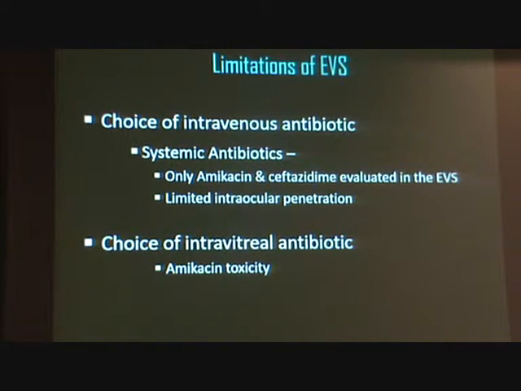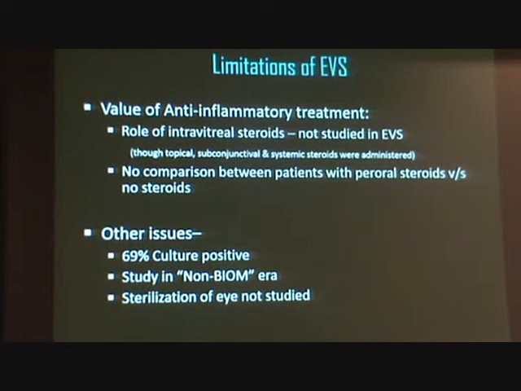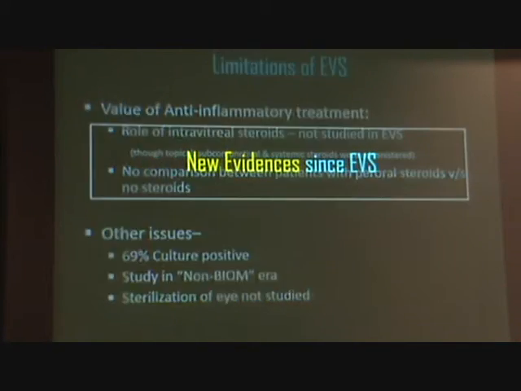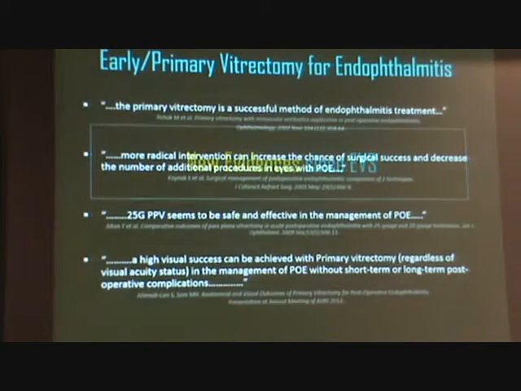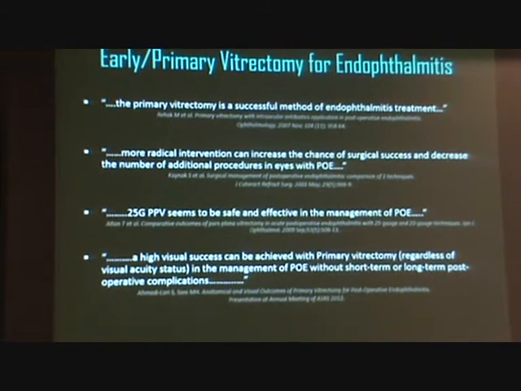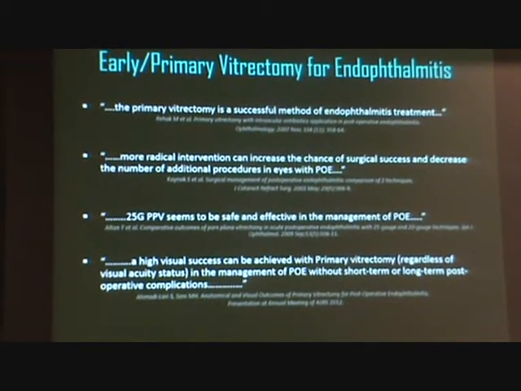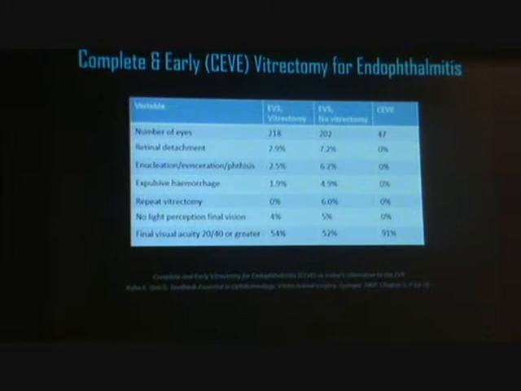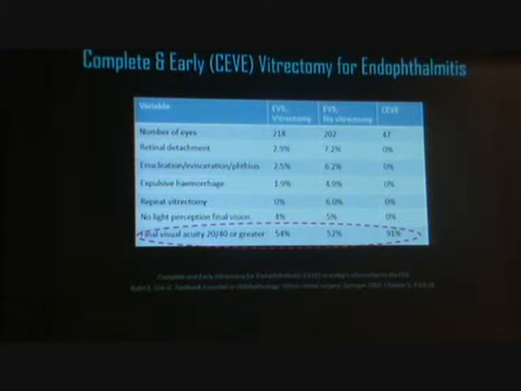Only two systemic antibiotics were evaluated during EVS, which offered limited intraocular penetration. And the role of intravitreal steroid was not studied, in addition to many other limitations. Looking at the new evidences since EVS, a number of studies, including ours, have shown the benefit of early or primary vitrectomy in managing endophthalmitis, even using 25-gauge instruments. Kuhn and Guinea achieved 20/40 or better vision in 91% of their patients with complete and early vitrectomy, compared with 54% and 52% in the two rounds of EVS. This series had a cohort of more severe cases than EVS.